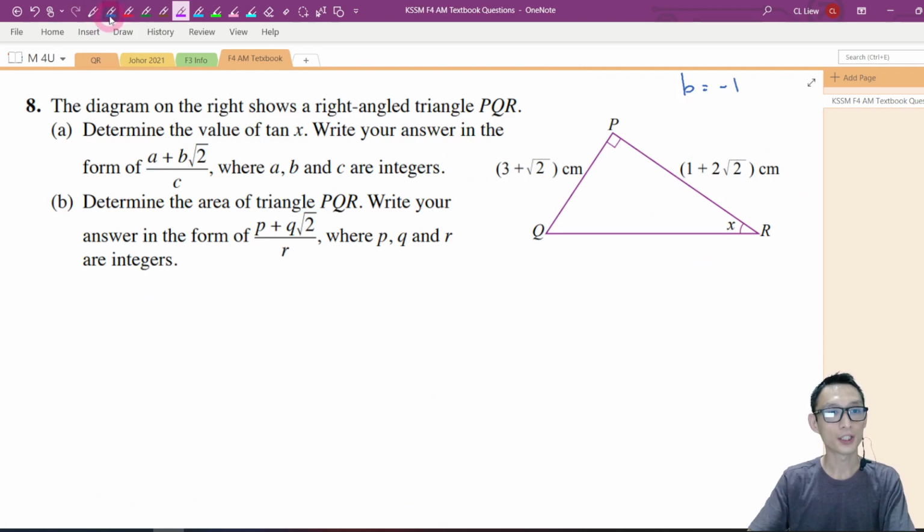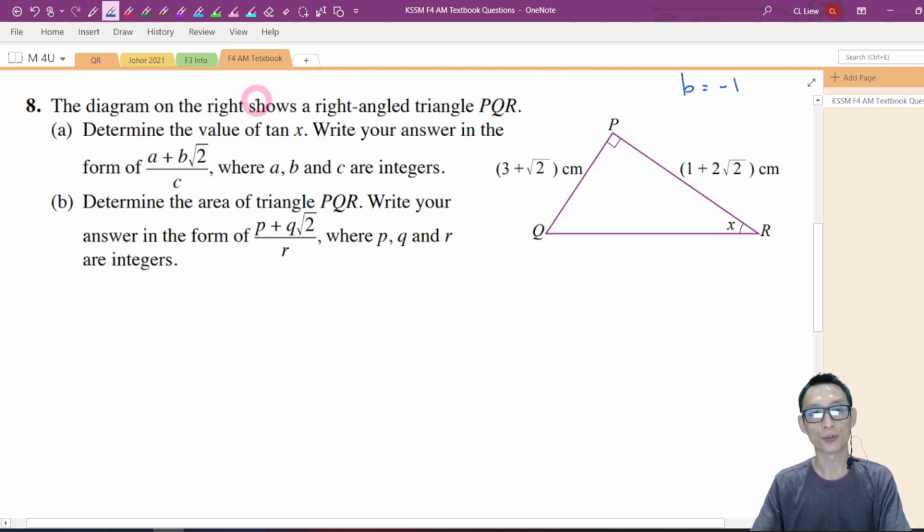Now let's look at question number 8. The diagram on the right shows a right angle triangle PQR. Determine the value of tangent x. Write your answer in this form, where A, B and C are integers. Okay, I hope that you still remember SOH CAH TOA.